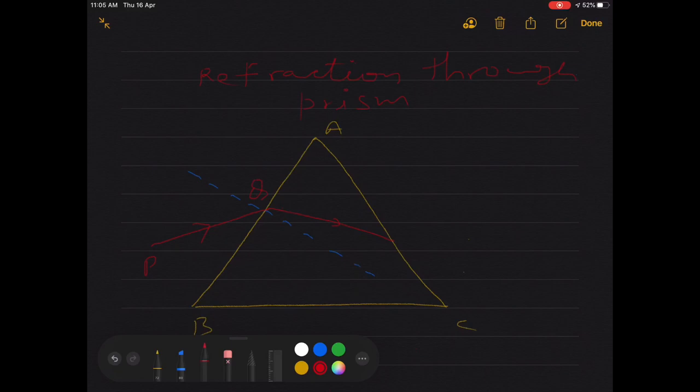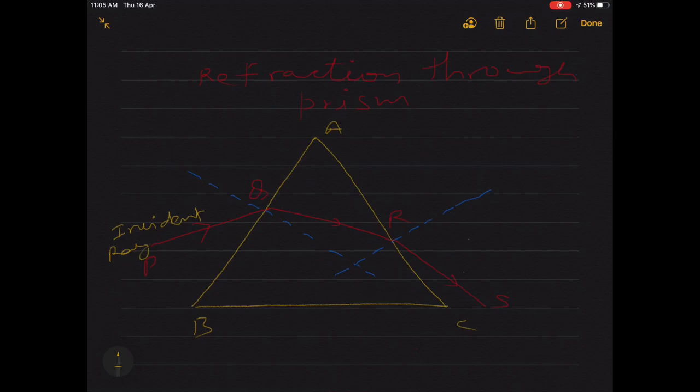Now this refracted ray is incident on the interface AC. This time this ray is traveling from denser to rarer medium, so it will bend away from the normal. Let this point be R, this is S. So PQ is the incident ray, QR is the refracted ray, and this RS is the emergent ray.